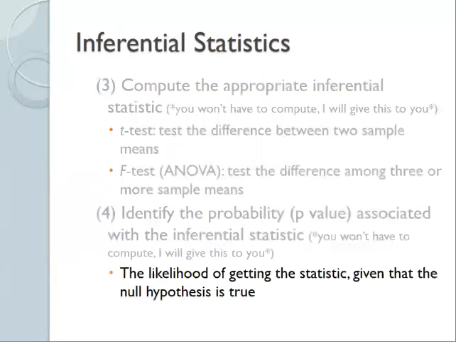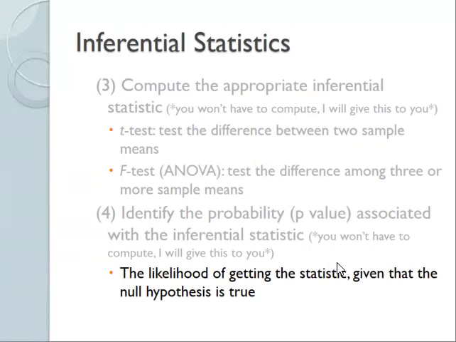So the question is, is the observed difference, 8.1, greater than what is expected when we assume the null hypothesis is true? Now, you don't need to be able to do these things. This is just for your background knowledge. What you would do, and I'll give you these, is compute the appropriate inferential statistic. As far as we're going to get is the t-test. This tests the difference between two sample means. And then you're going to identify the probability, the p-value, associated with the inferential statistic.